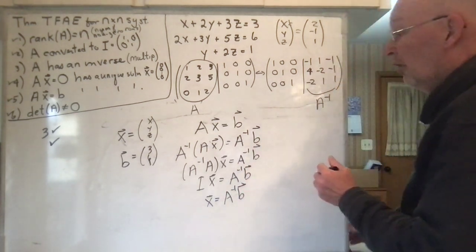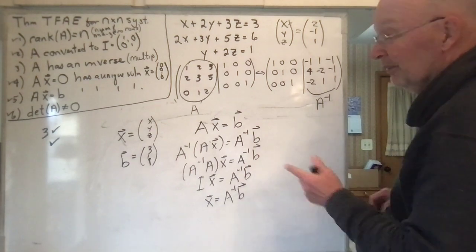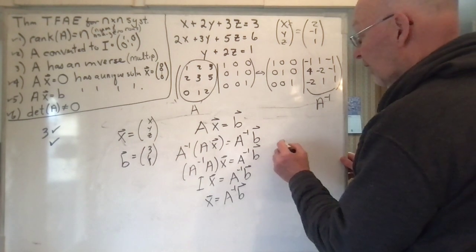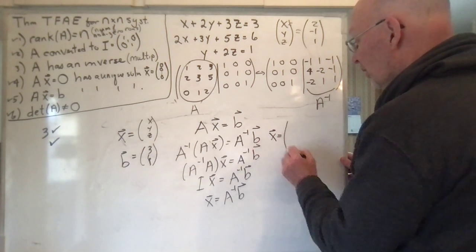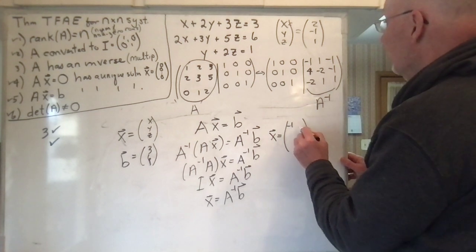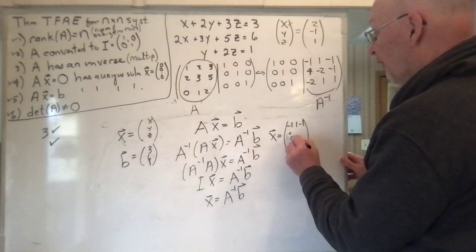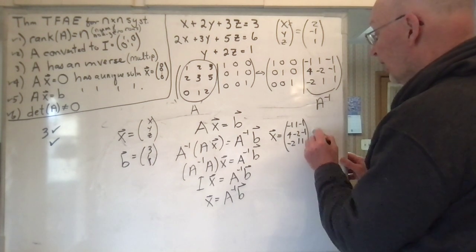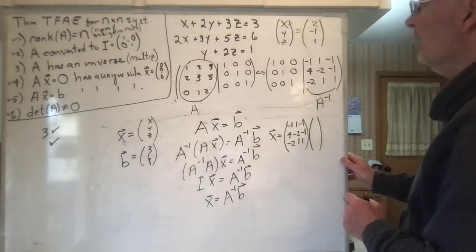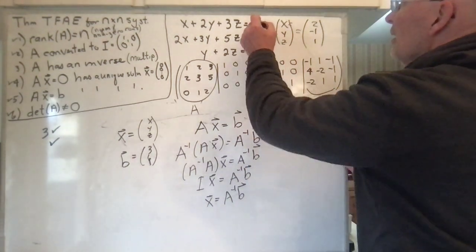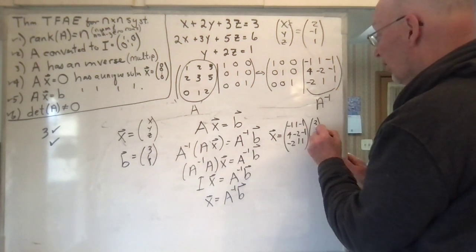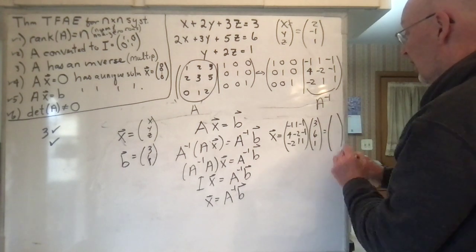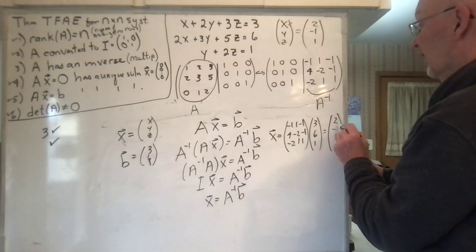Okay, so in other words, all I have to do is take, I'm sorry now, well, let's see, I'm running out of room here. I should have thought this through more carefully. So X is going to be equal to, here it is right here, -1, 1, -1, 4, -2, -1, -2, 1, 1. And I multiply that by b, which is your 3, 6, 1. And if I do that, I'm going to get my solution. And the solution is 2, negative 1, 1.